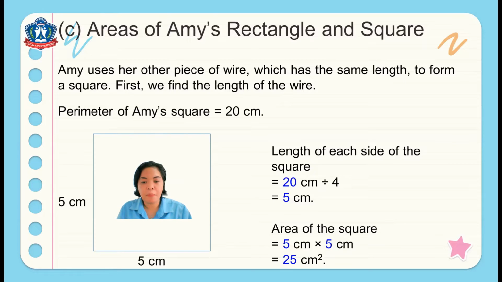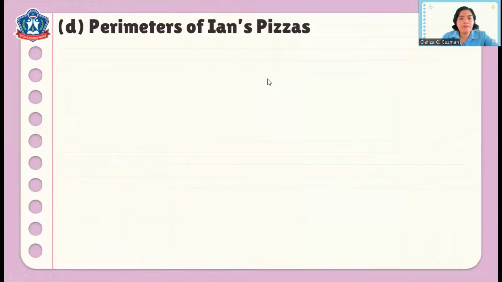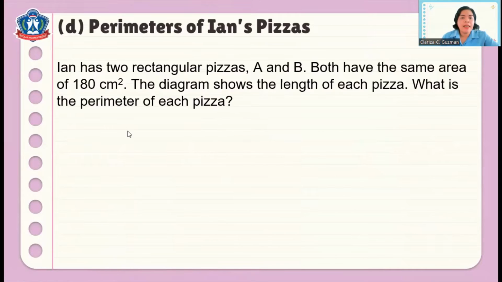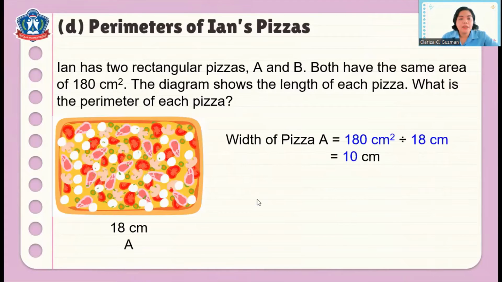sides. Okay, P5? Now, let's find the perimeters of Ayan's pizzas. Ayan has 2 rectangular pizzas, A and B. Both have the same area of 180 square centimeters. The diagram shows the length of its pizza. What is the perimeter of its pizza? So look at this pizza A. The area is 180 square centimeters. To get the width, we already have the length, which is 18. We just divide 180 by 18, so we can get the width, which is 10 centimeters.